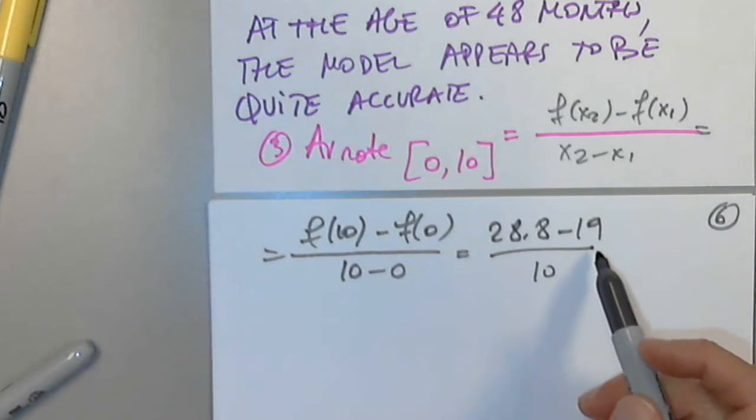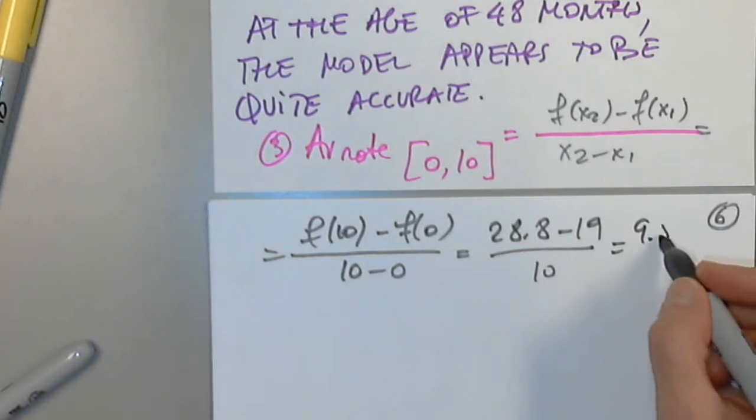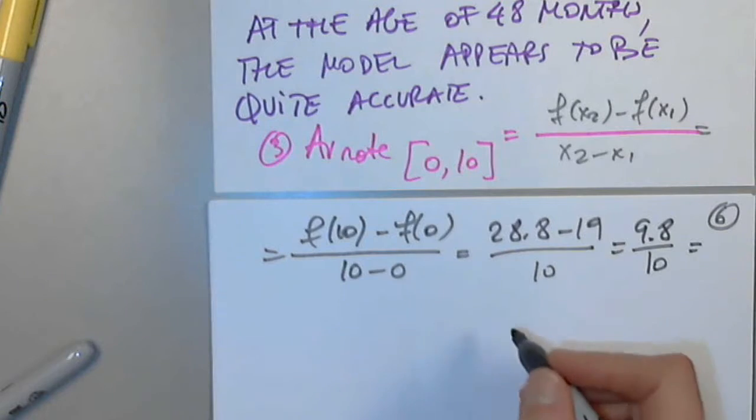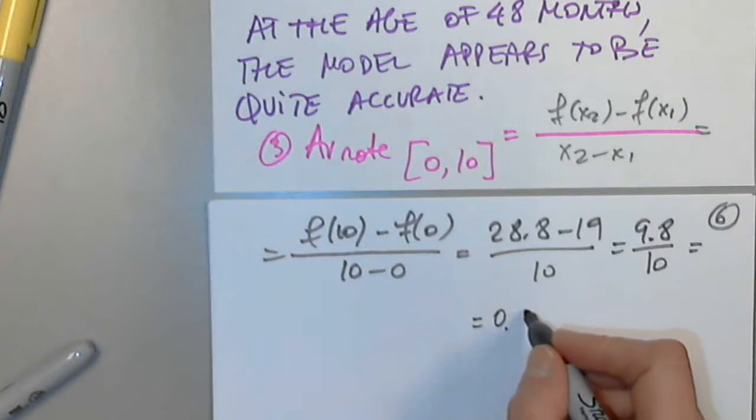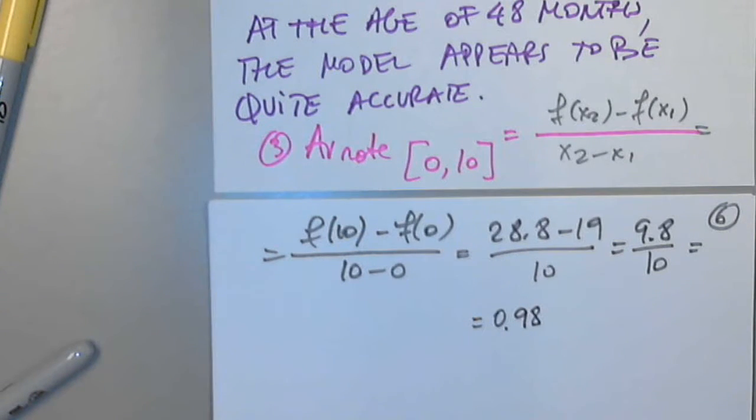28.8 minus 19 is 9.8, divided by 10, which is 0.98. Without a measurement unit, it means nothing. What is the measurement unit? It's a ratio. And the measurement unit must be a ratio of 2 other measurement units.